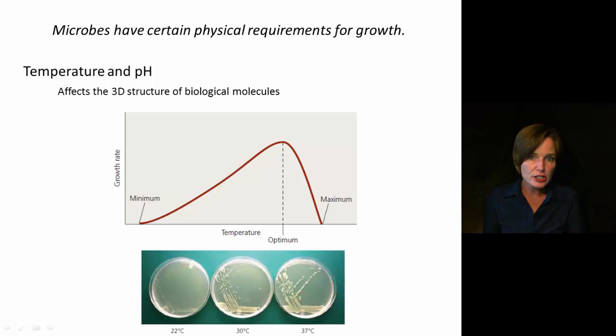Here we have another illustration of how the temperature is affecting the growth. For this particular one, the optimum growth is at 37 degrees Celsius. So if we look at that Petri plate, we can see the most bacterial growth on the plate. When we look at 30 degrees, it's not that much different, but it is less. But when we get over to 22 degrees, we can see that there is much, much less microbial growth in that case because we're really starting to get away from that optimal temperature range.